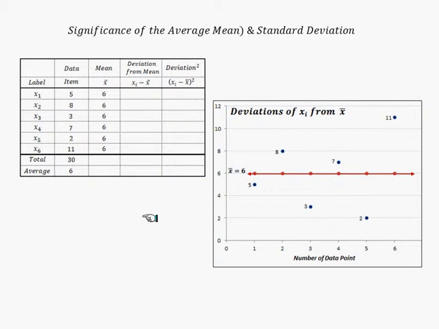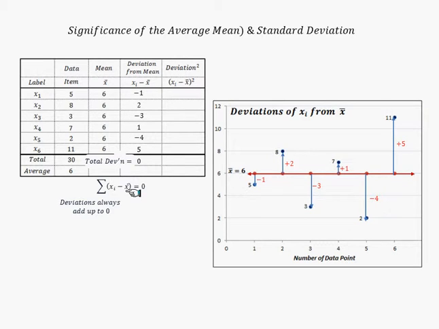Now we're going to extend this graph to the notion of a standard deviation, and we're looking at these deviations here. We put in the signed number now. 5 is minus 1 below the mean, 8 is 2 above, and you can see them coming on the screen here, all the way down to 11, which is 5 above the mean. And we're going to look at the total deviations as 0. That will always be the case. Deviations above the mean counteract those below the mean.